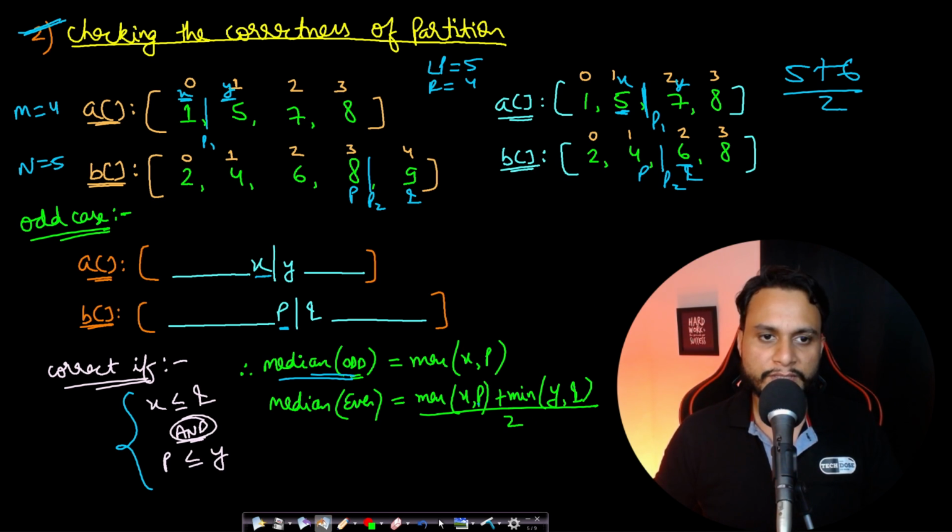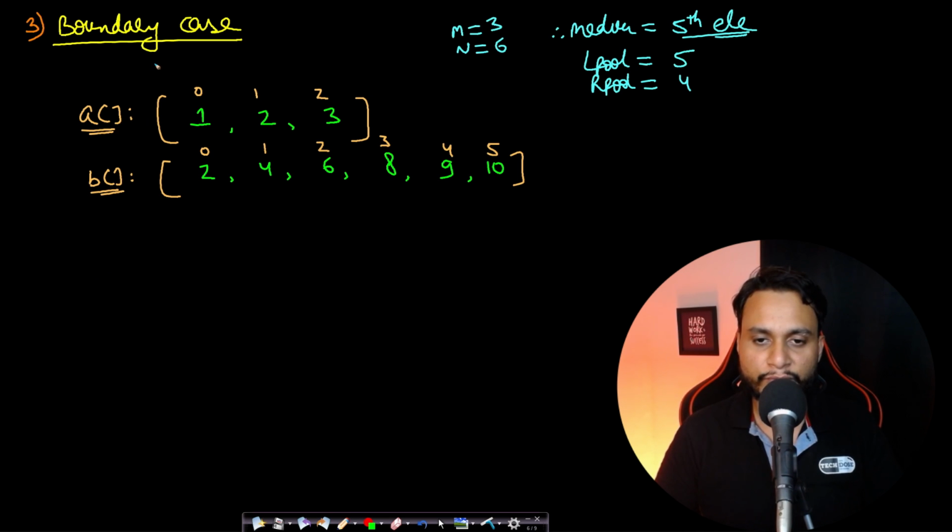I hope you understood this. Let's look at the third point. It is the boundary case. Now in this scenario, if you want to create a correct partition, let's say that you have put a P1 here. In this case, the size of M is 3 and N is 6, so a total of 9 elements. Hence, the fifth element will be the median element. If you put a partition 1 here, you will see that partition 2 will come at this point. Now, this is your X, this is your Y, this is your P, and this is your Q.